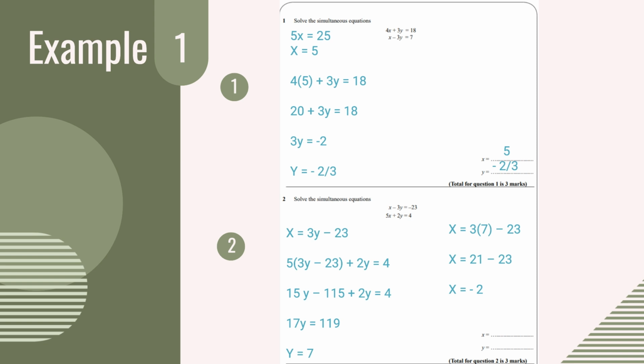Now we sub that back into our other equation to get x. So we do x equals 3 bracket 7 minus 23, giving x equals 21 minus 23, meaning x equals negative 2. So our value for x is negative 2, and our value for y is 7.